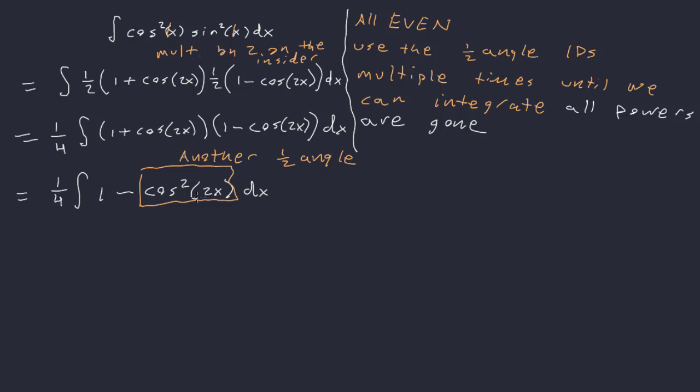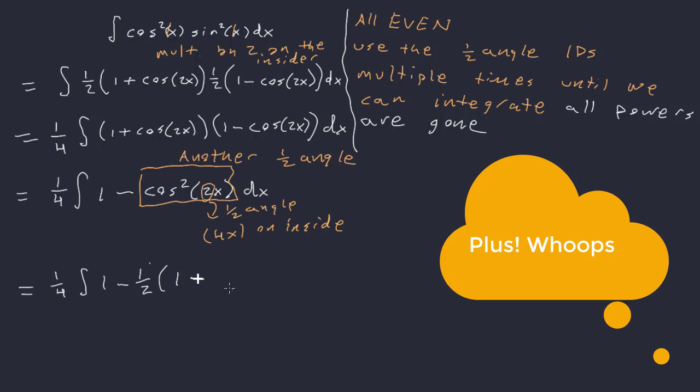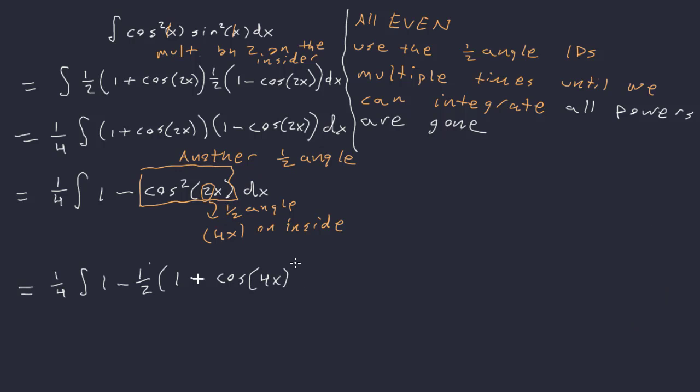And the reason we need to be careful about that is because we're starting with a 2, and so when we do the half angle identity, we should get a 4x on the inside. All right, so we'll get 1/4 times the integral of 1 minus, now it'll be 1/2 times, then another, it'll be 1 minus cosine in here of 4x. Okay, and all of this dx.